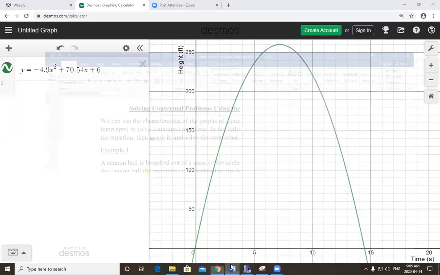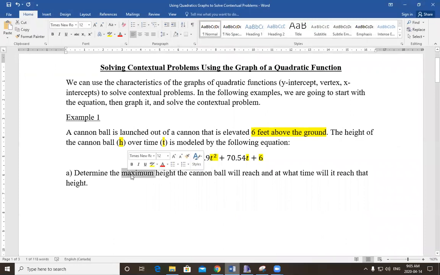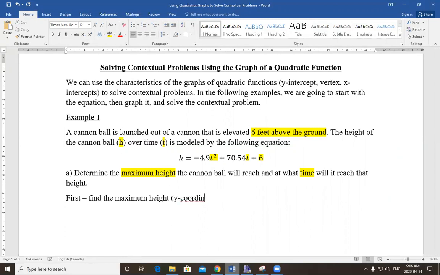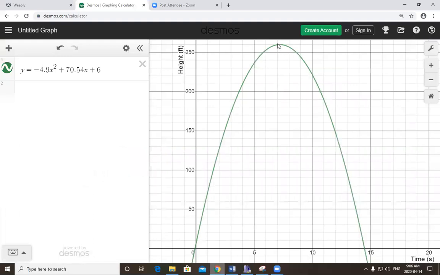So we read the first question. It says, determine the maximum height the cannonball will reach and at what time it will reach that height. So the question is asking, first, find the maximum height. This is going to be the y coordinate of the vertex, okay, because maximum. And if you look at your Desmos graph, it goes up to a maximum. So the y coordinate will be the maximum height.